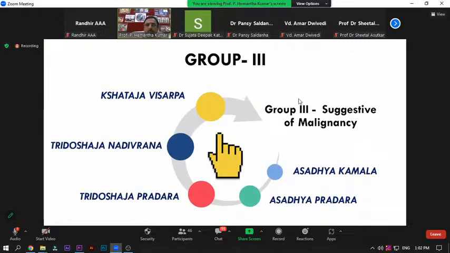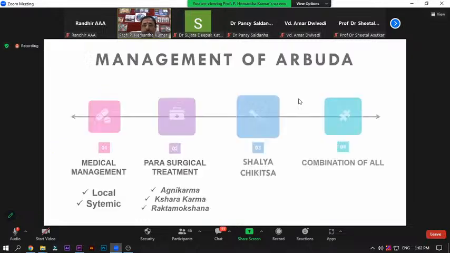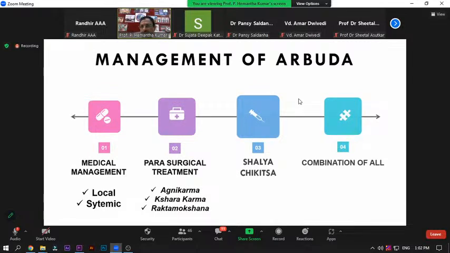And group 3, suggestive of malignancy. You must suggest maybe or may not, but to confirm with a clear picture of biopsies etc. Like Chataja Visarpa, Tridosaja Nadivrana, Tridosaja Pradara, Asadya Kamala, Asadya Pradara, these are considered as suggestive malignancy. So these 3 categories we can consider as carcinoma or cancer in Ayurveda in different contexts mentioned by our acharyas. Then coming to management.